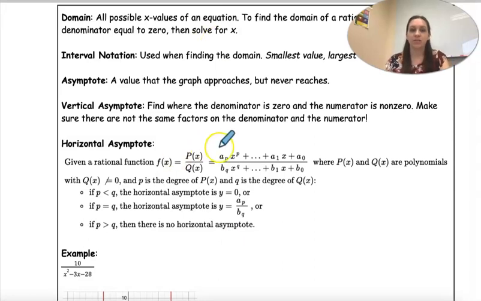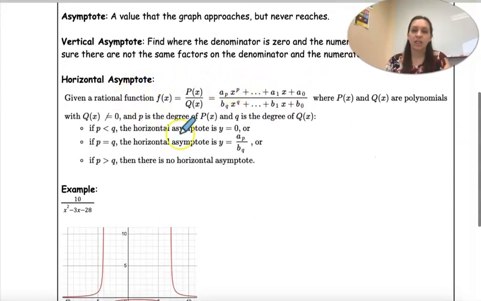So the vertical asymptote, we actually found this. When you find domain, you find the asymptotes. So we set the denominator equal to 0, and we make sure there's not the same factors on the denominator and numerator.